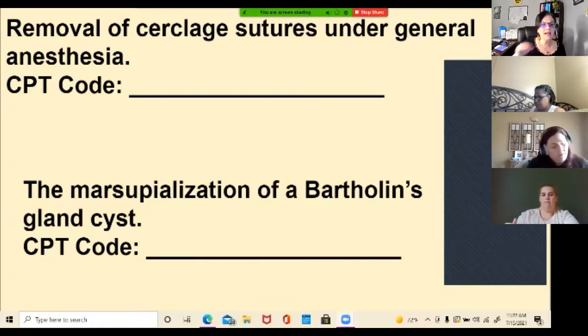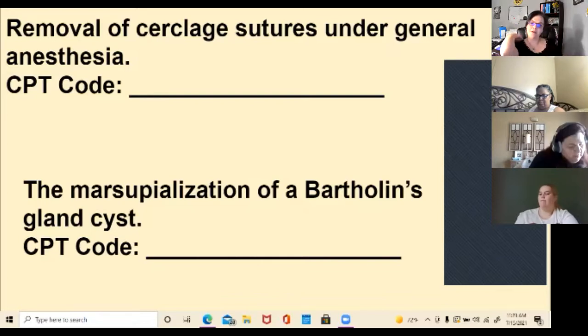Okay. The marsupialization of a Bartholin's gland cyst. Who wants to give me a hand for saying the word? Pat me on the back a little bit. Okay, page 1099 is the next one. So we're going to look, marsupialization is what we did. So that's what we're going to look up in the index.